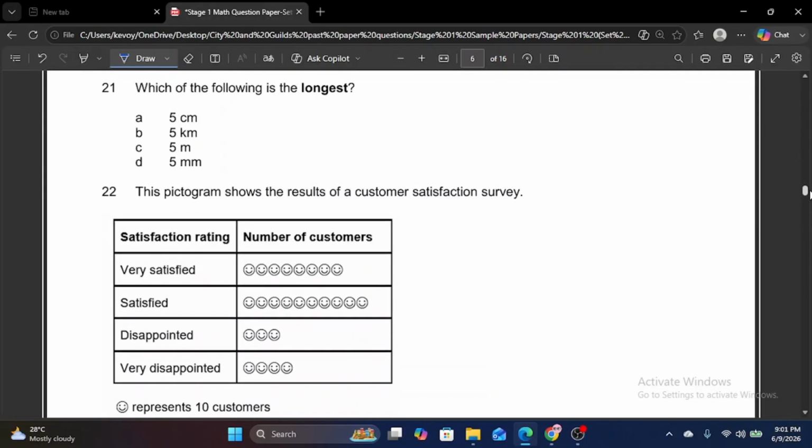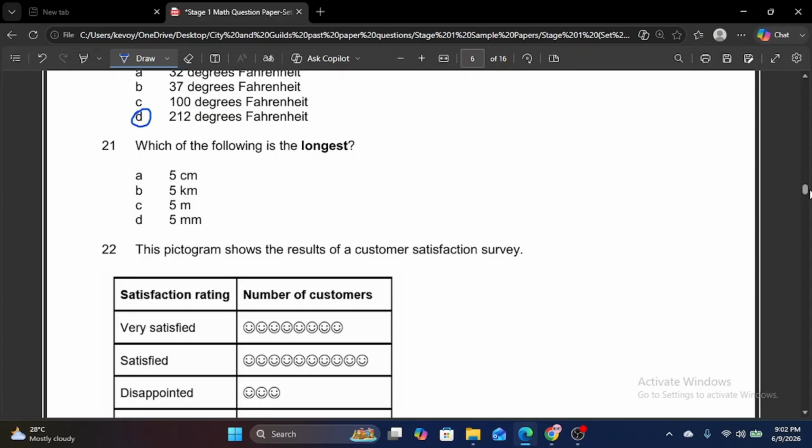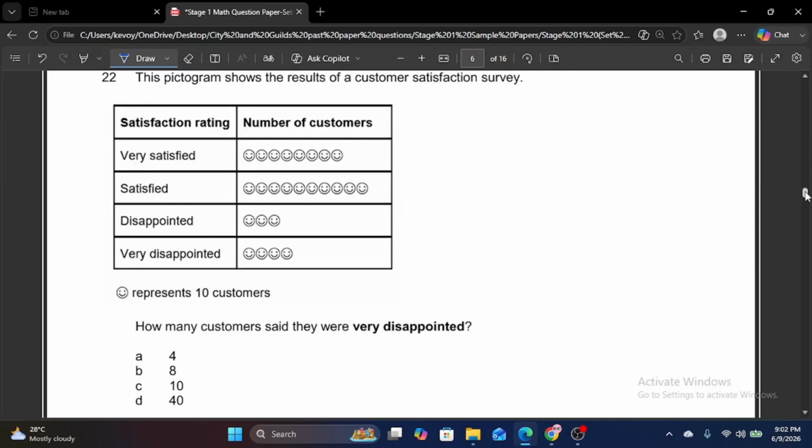Going down. So 21. Which of the following is the longest? So we have different units of measurement right there. So we have 5 centimeters, 5 kilometers, 5 meters, and 5 millimeters. Well, the answer for this is very obvious. The longest is going to be kilometers, because kilometers is the larger unit of measurement. Alright, so from 21 we're going to 22 now.